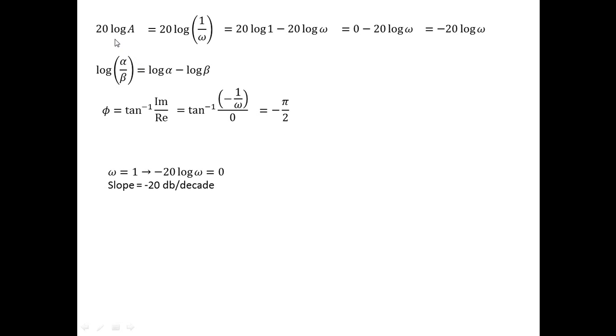So I need to plot this function in the logarithmic magnitude plot and this angle in the logarithmic phase plot. Here I know that the amplitude is equal to minus 20 log omega. If I put omega equal to 1, I have minus 20 log omega equal to 0, which means at omega equal to 1, the amplitude is 0. And I have a slope of minus 20, which means that I have minus 20 decibels per decade.